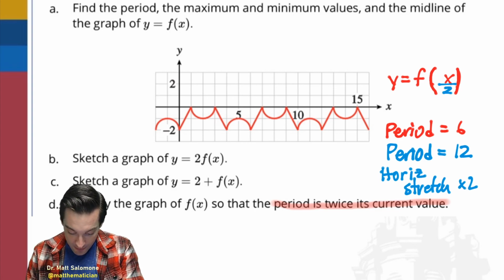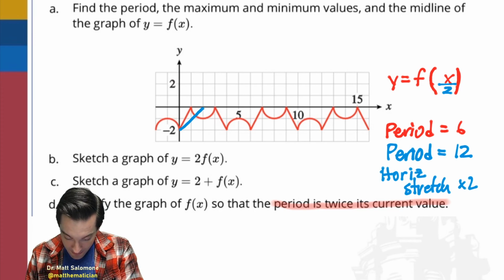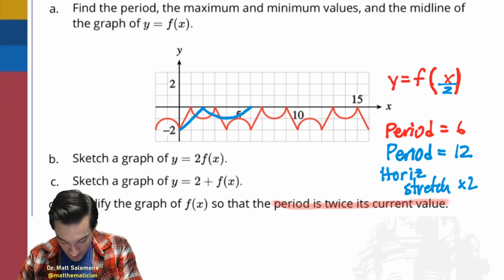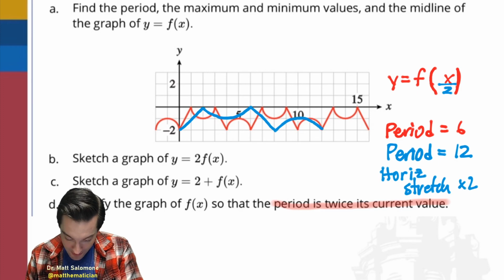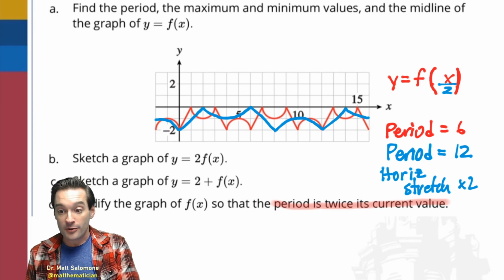And that is how I'm going to get a horizontally stretched version of this graph. If I do that, what we'll see is a graph that's going to look something like this. And we'll go down to there, we'll go up to here, we'll go down to there, we'll go up to here, we'll go up to there. And so here's my new graph: f of the quantity x over 2.